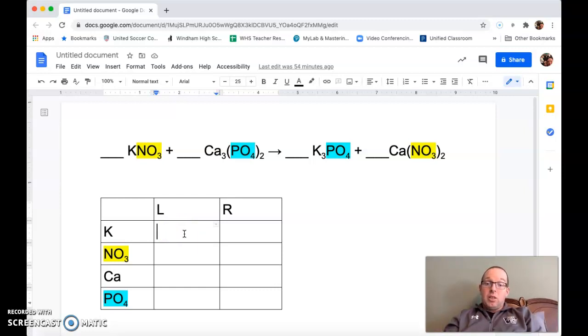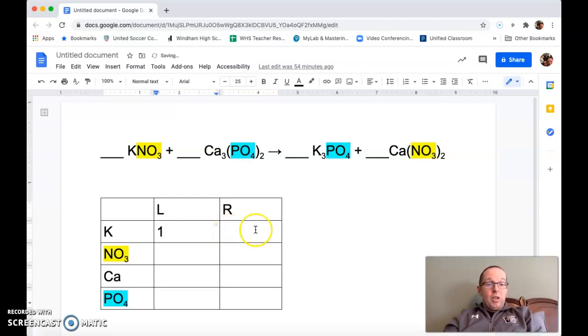Now, the trick here with polyatomic ions is that we can treat those polyatomic ions, as long as they appear on both sides, as their own independent atom. This would be very difficult to balance if we didn't do that, because we have oxygen in so many different places. So I'm going to go ahead and fill in this chart before we start, and I'm going to start with potassium because it's the first thing that we see in the equation. I usually just go left to right here.